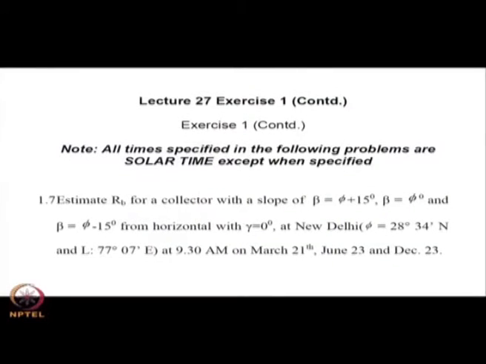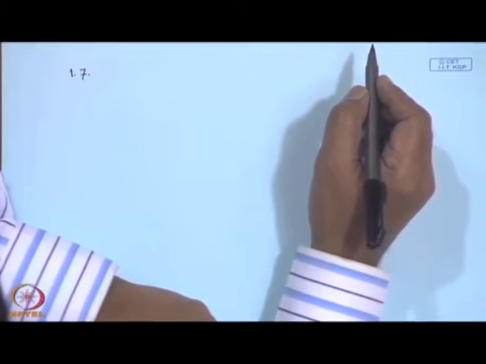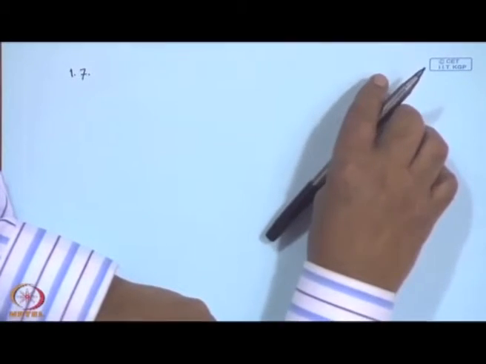We were trying to solve some problems in the last class, what I called exercise 1. We shall continue with that exercise, and the problem is 1.7. Possibly I have covered it, but nevertheless I shall go through it quickly.